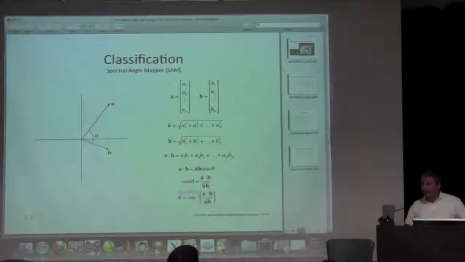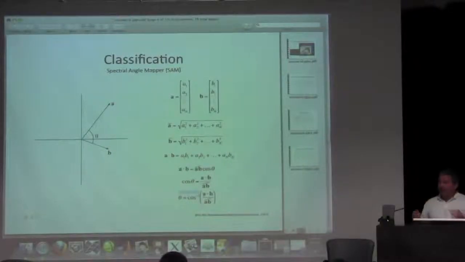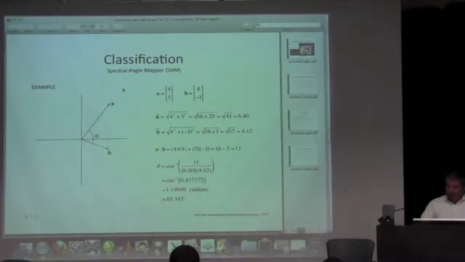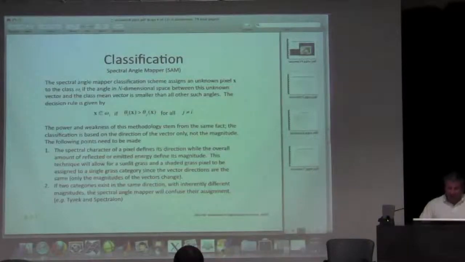So to turn this into a classifier, it's just like minimum distance to mean. Minimum distance to mean said, which mean am I closest to? Spectral angle mapper says, which mean do I have the smallest angle compared to? If I were to pick all my training samples and compute the mean vector, each of those mean vectors would be a vector in n space. I take my unknown pixel, plot it as a vector in n space, and compute the angle to all the means. So it is a minimum distance to the mean sort of classifier, only the distance measured here is angular. So really simple concept. There's an example if you haven't computed this before.